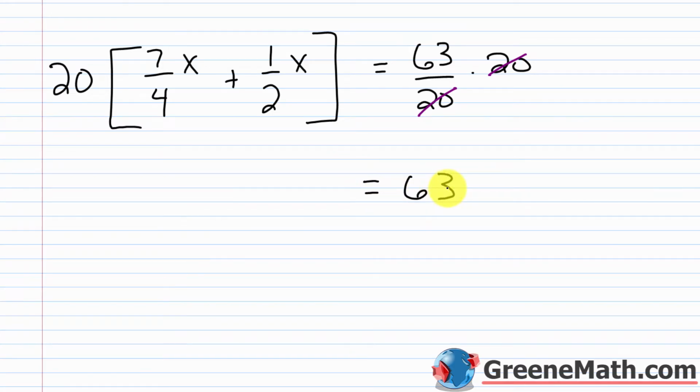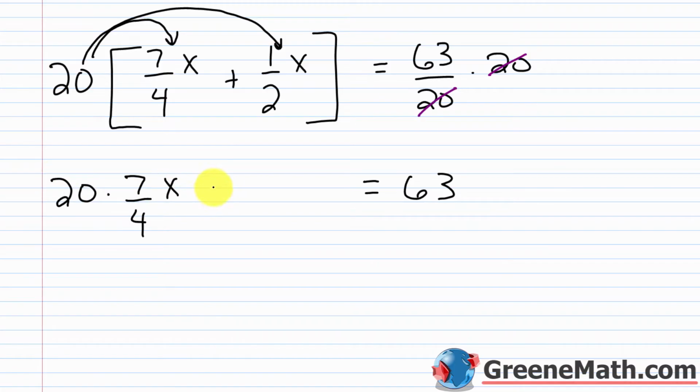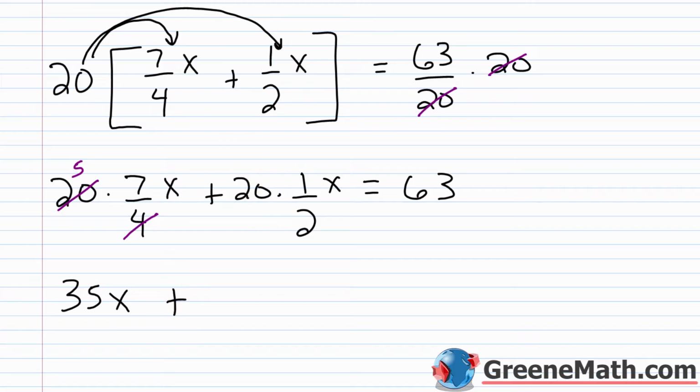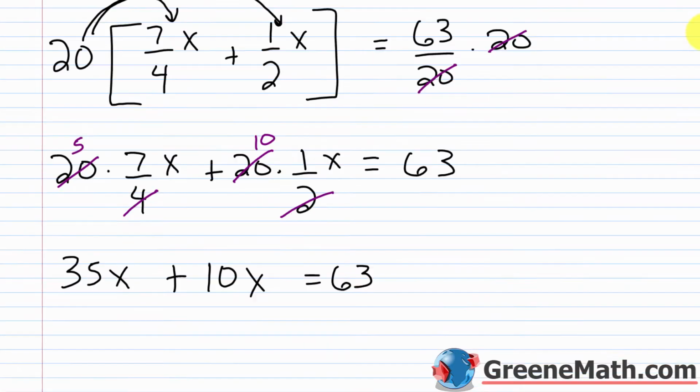On the left, I've got to use my distributive property, and I've got to distribute 20 to each term here. So I'm going to end up with 20 times 7/4 x plus 20 times 1/2 x. Now, you can look and see, between 20 and 7/4, this is going to cancel with this and give me 5. 5 times 7 is 35, so I'm going to have 35x plus, and then over here, this is going to cancel with this and give me a 10. 10 times 1 is just still 10, then times x, so I'm going to have 10x there. This equals 63.